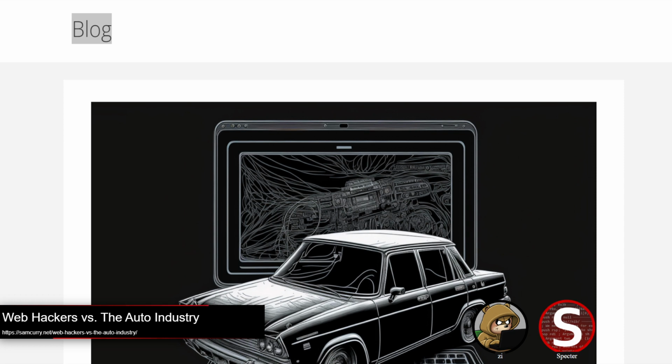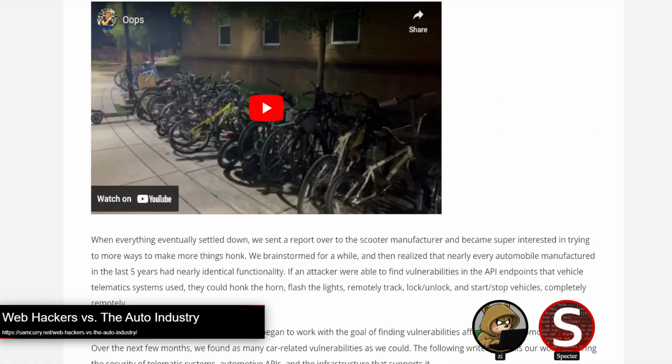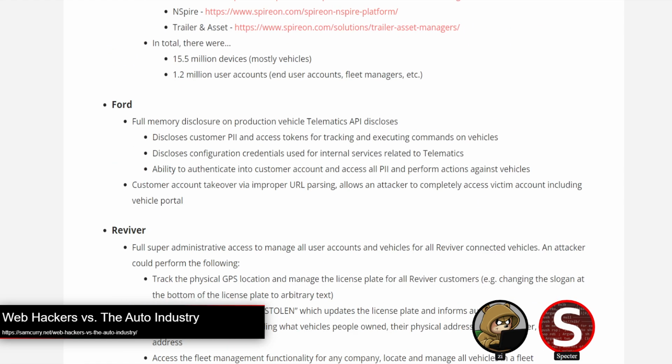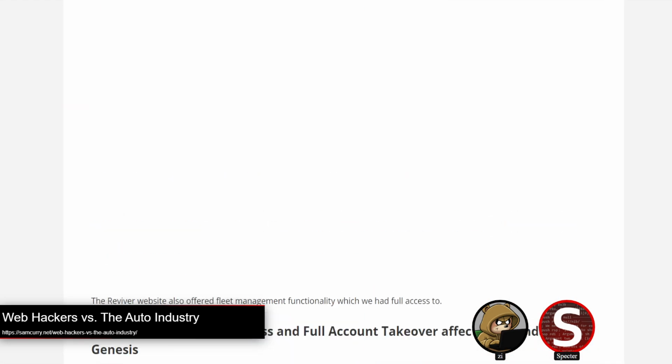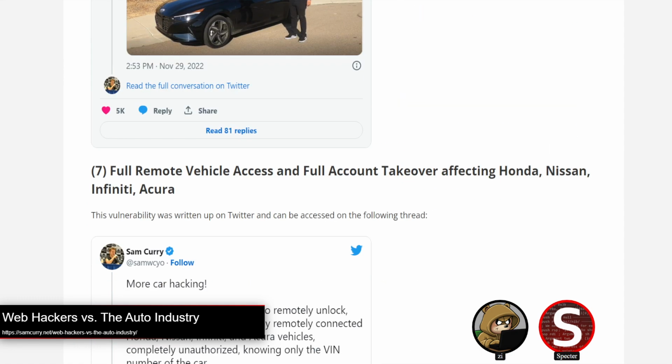Up first, we have a post by Sam Curry titled Web Hackers versus the Auto Industry. As you can expect, it's about multiple vulnerabilities that were found in multiple car brands, including Kia, Honda, Nissan, Mercedes, Hyundai, Ferrari, and more. There are 8 or so vulnerabilities talked about here, although only 5 are covered in detail in the post. The other 2 or 3 are covered in Twitter threads, one of which I think we covered before we went for our break.